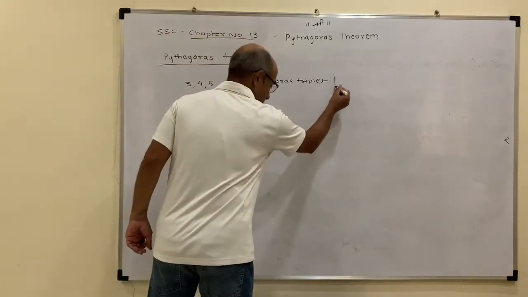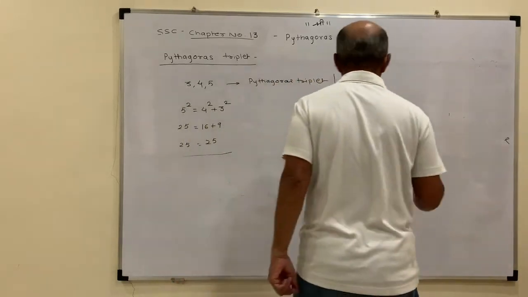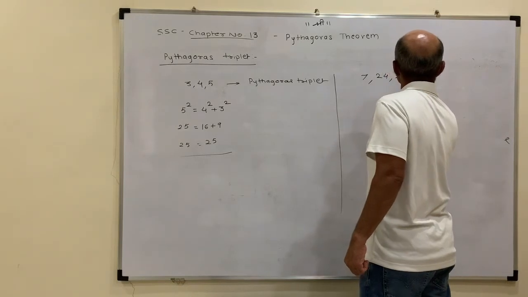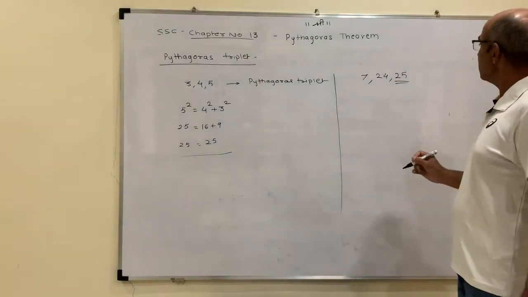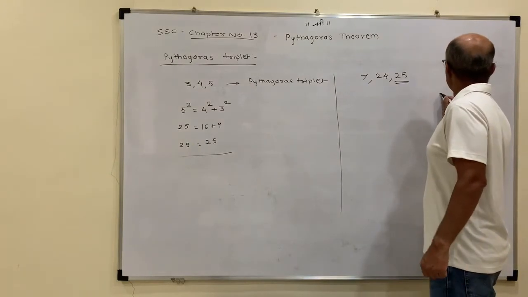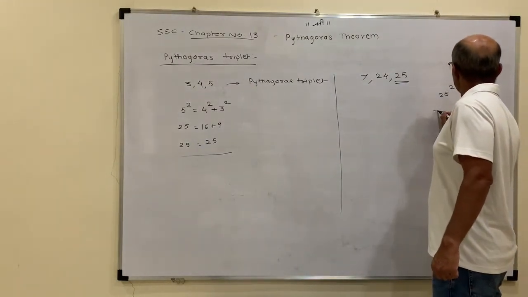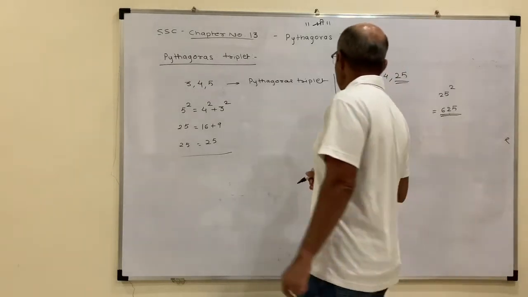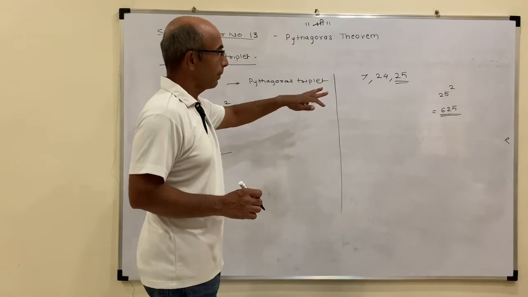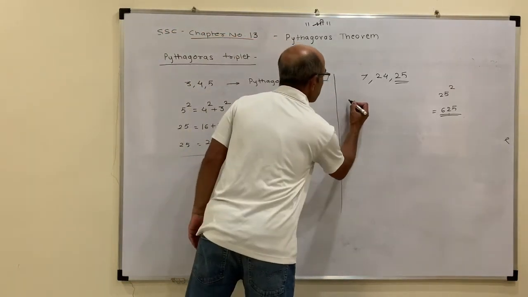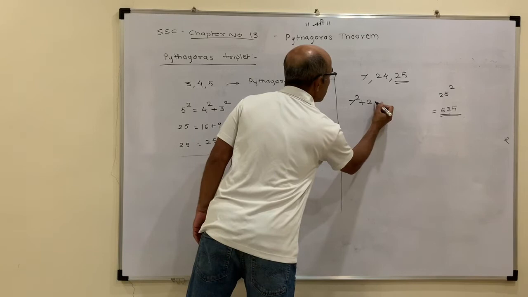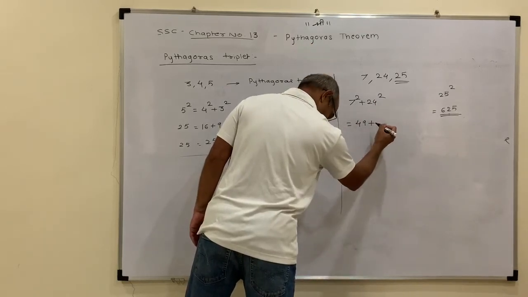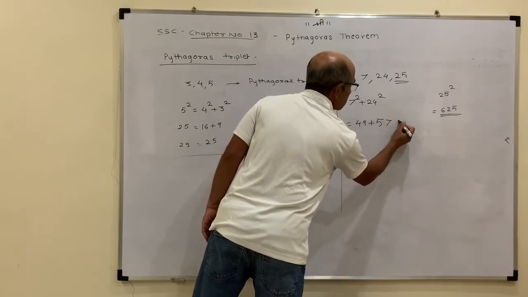Let's take another example. Now 7, 24, 25. So what will we be doing? We'll check the larger number. So 25 square is equal to 625. Now we need to test whether these three numbers are a Pythagoras triplet or not. We need to check 7 square plus 24 square. 7 square is equal to 49. 24 square is equal to 576.